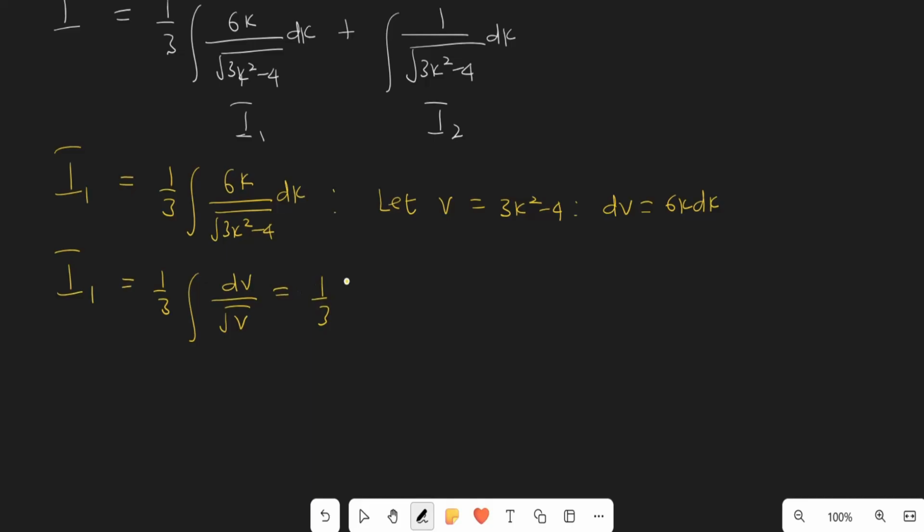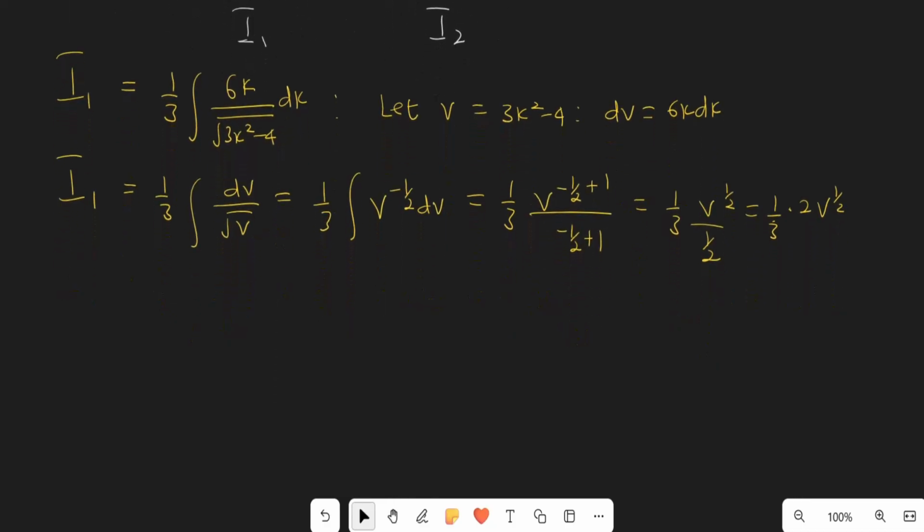This is 1/3 the integral of v to the power negative half dv. And now integrating, this is going to be v raised to the power negative 1/2. Add 1 to the power and divide by the new power. Now this is going to be 1/3 v raised to the power half all over half. And the reciprocal of 1/2 is 2. So that is times 2 and then v raised to the power half. So the integral I1 is going to be equal to 2 over 3 v raised to the power half.